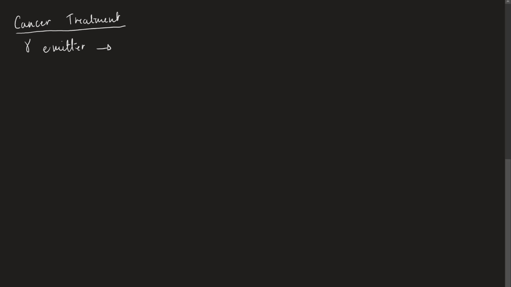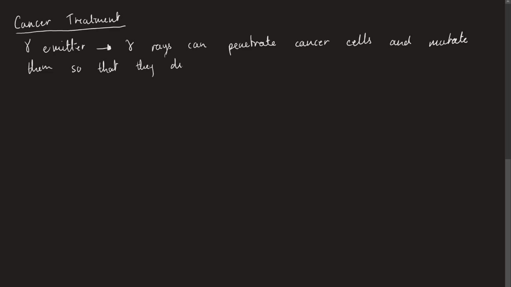and we use gamma emitters because the gamma rays can penetrate cancer cells and mutate them so that they die. So the whole point of that is we want to kill off the cancer cells.